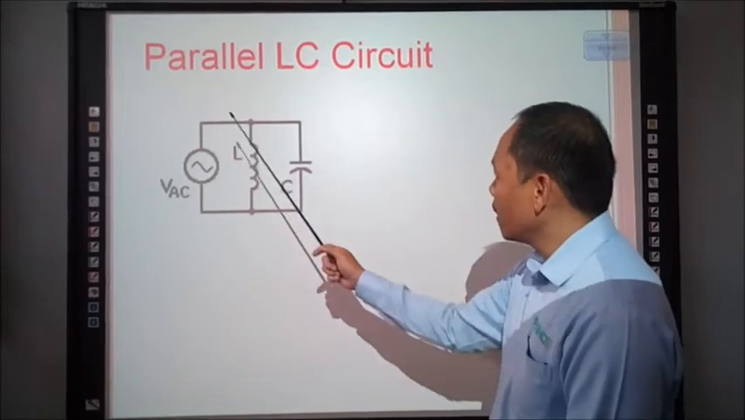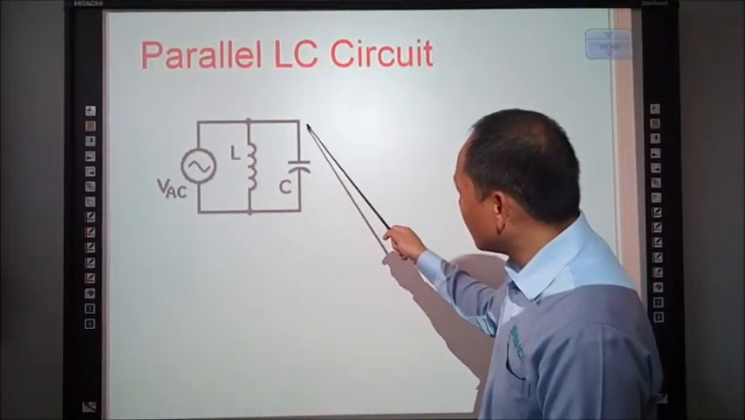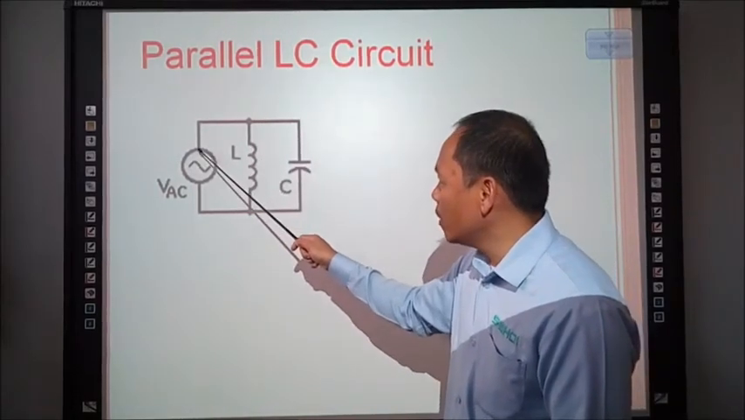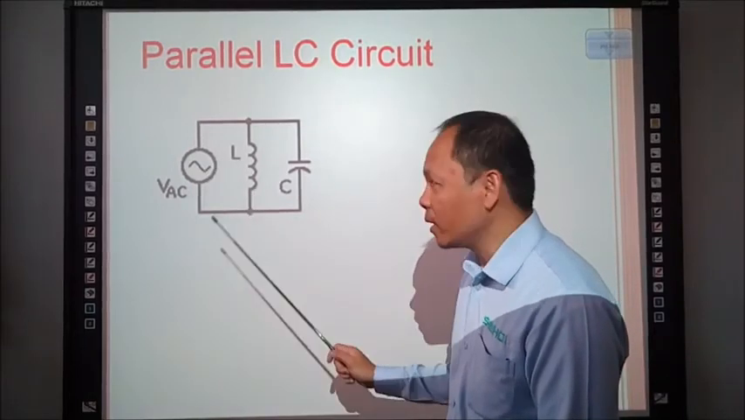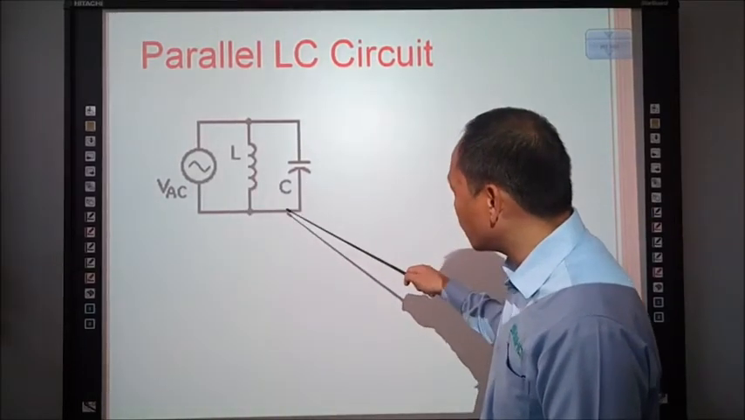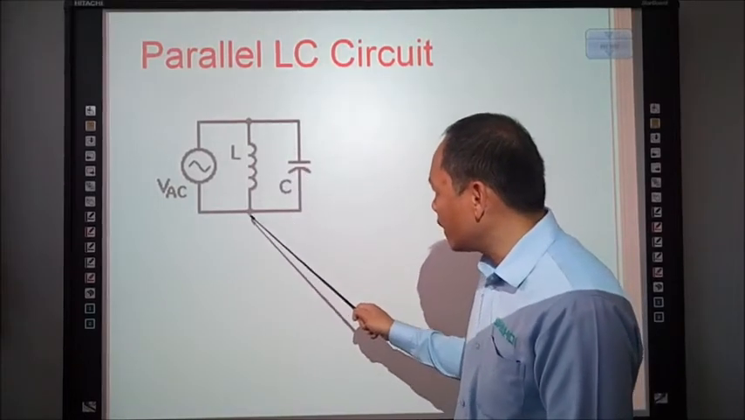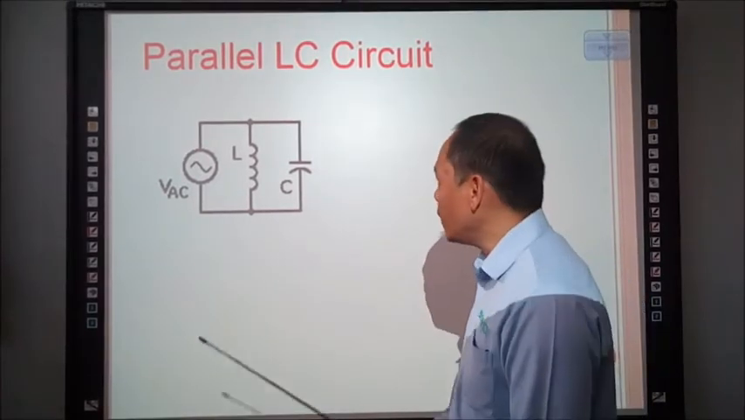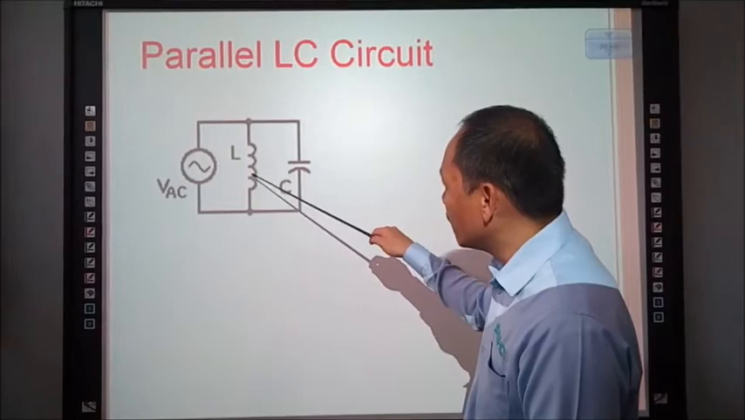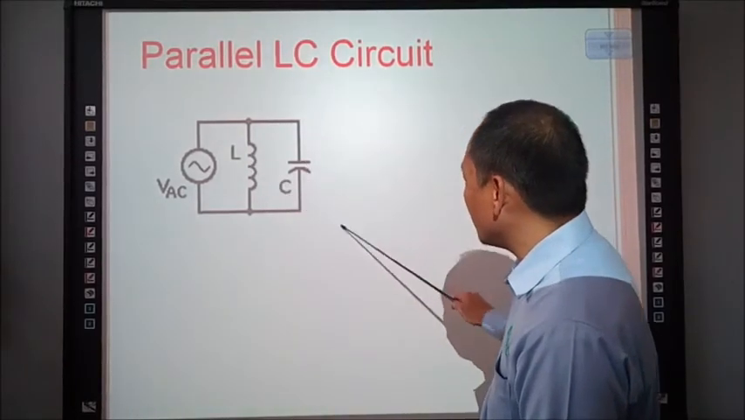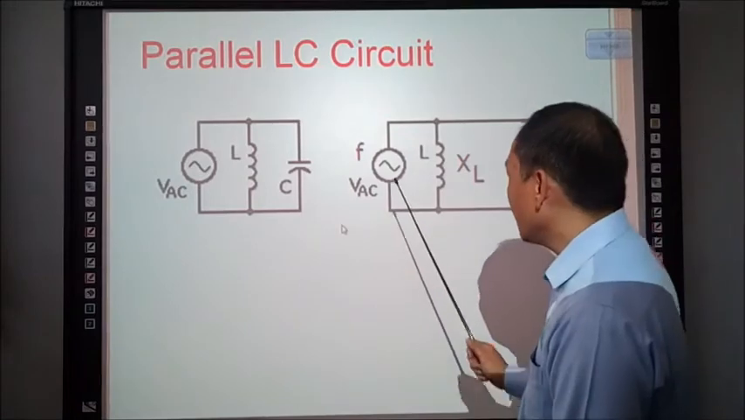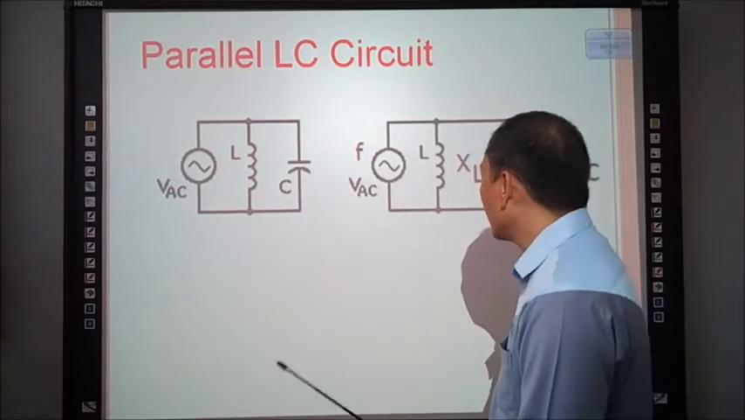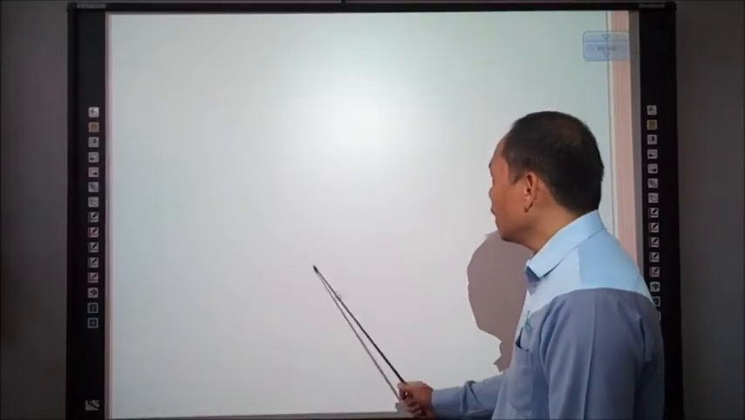As you can see, the upper terminals of the inductor and capacitor are directly connected to the source voltage, and the lower terminals of both the inductor and capacitor are also directly connected to the source voltage. Then we are going to get the value of the inductive reactance and the capacitive reactance with the given value of frequency and source voltage. So, let's compute.